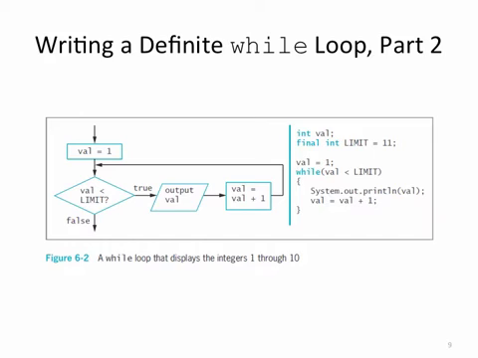And what that looks like in code is int val, final int limit equals 11, val equals 1, while val is less than limit, output val, and update val. Val equals val plus 1.